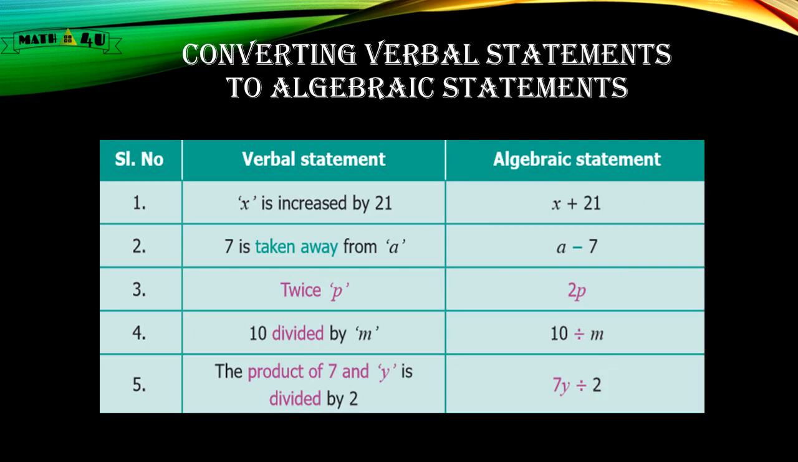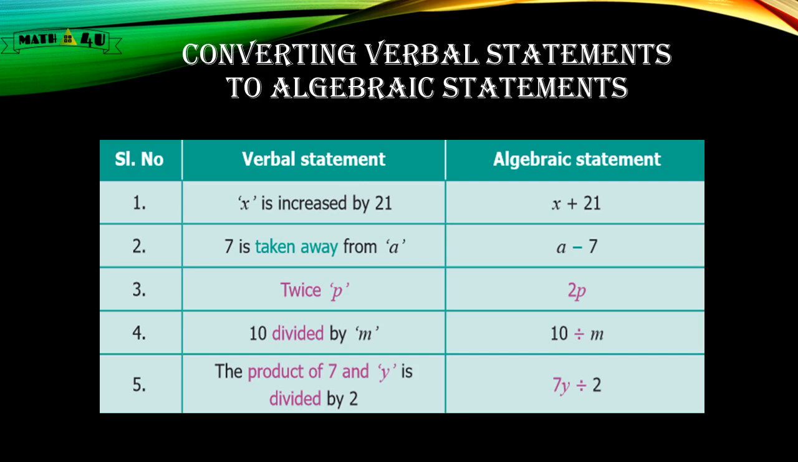Now we are going to convert verbal statements to algebraic statements. Verbal statement: x is increased by 21. In algebraic statement, it is nothing but x plus 21. 7 is taken away from a. That means it is minus. A minus 7. Twice p. Twice p is nothing but 2 times p. In algebraic statement, it is 2p.